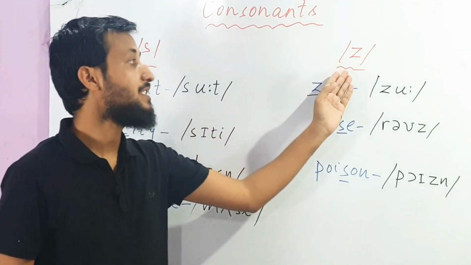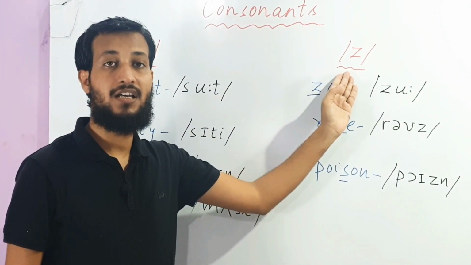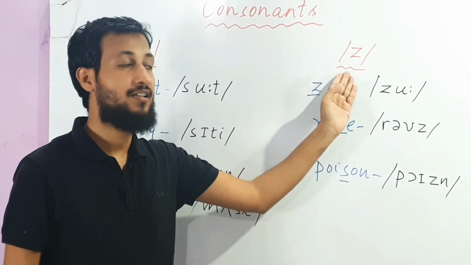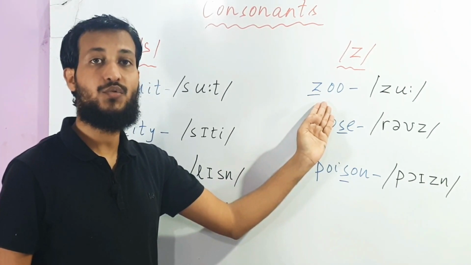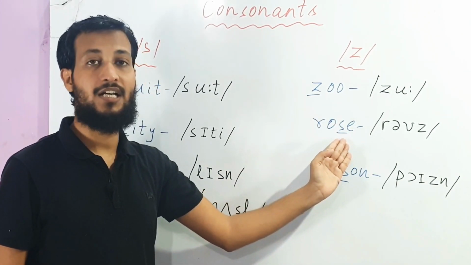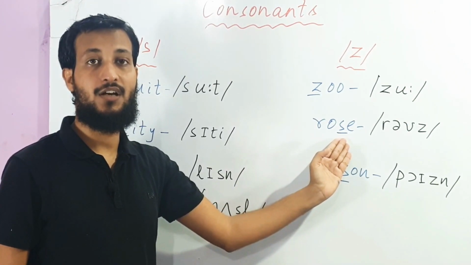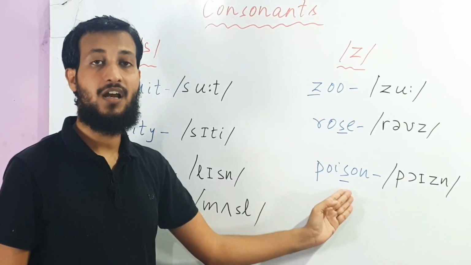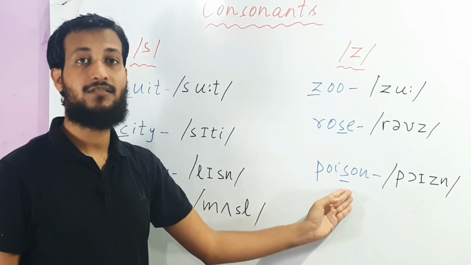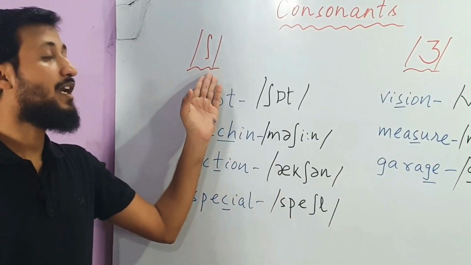And the next sound is z, as in zoo, rose, poison.